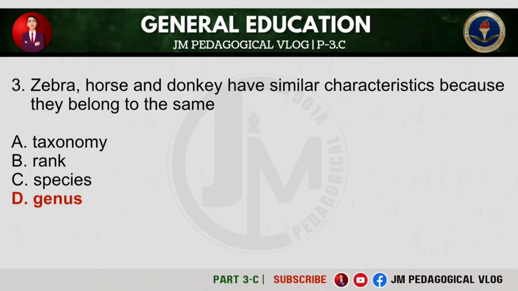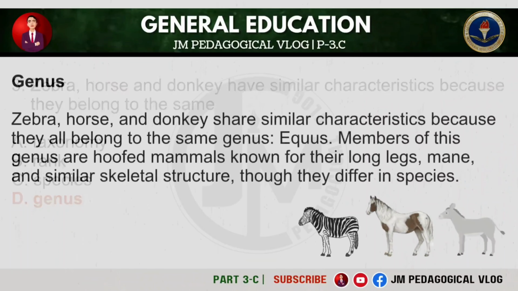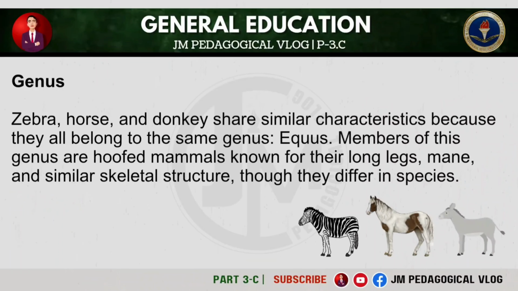D. Genus. Zebra, horse, and donkey share similar characteristics because they all belong to the same genus, Equus. Members of this genus are hoofed mammals known for their long legs, mane, and similar skeletal structure, though they differ in species.